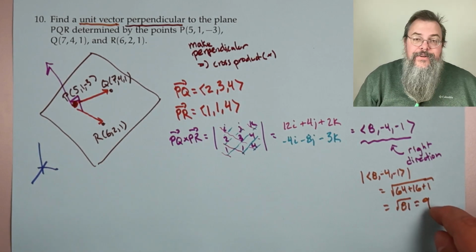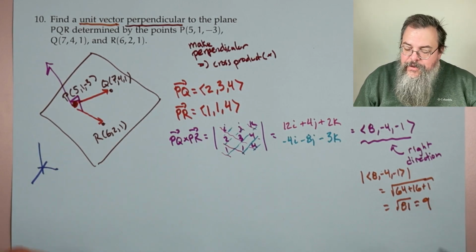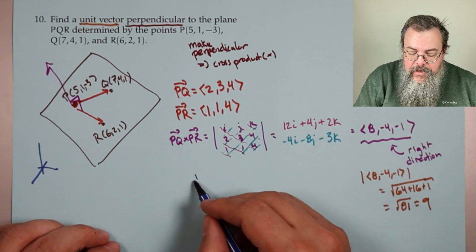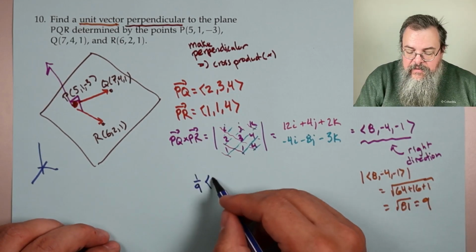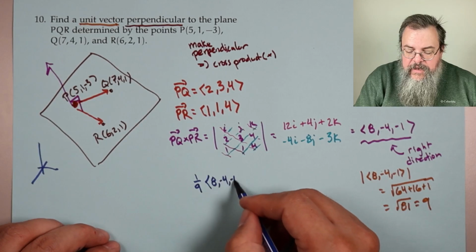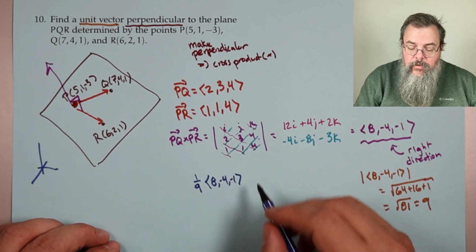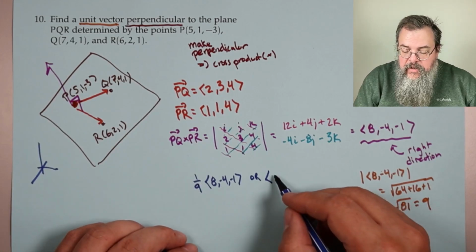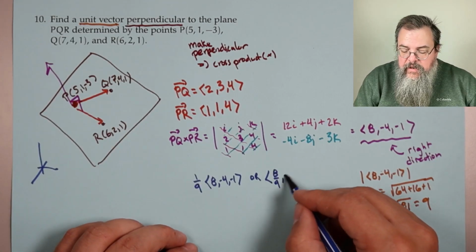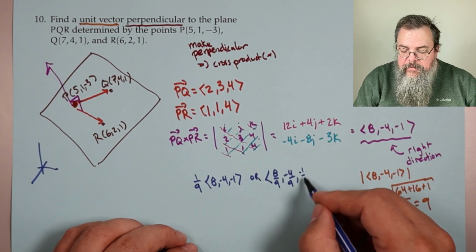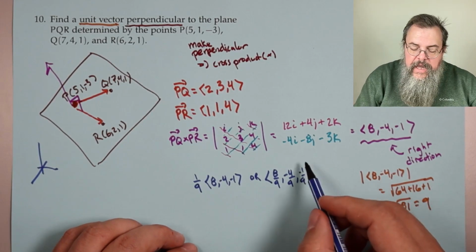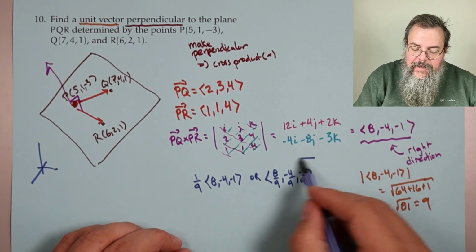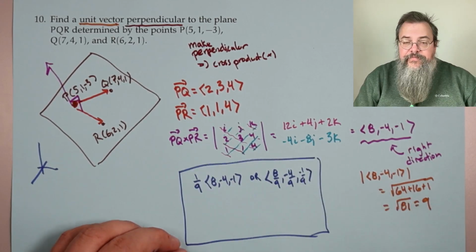So how do we get the right vector? Well, now you scale by the reciprocal of the magnitude. So you'd have 1/9 of 8, negative 4, negative 1. Or, if you prefer, you can move it in. You can say, oh, that's like 8/9, negative 4/9, negative 1/9. And that is right direction, right length, and life is good.